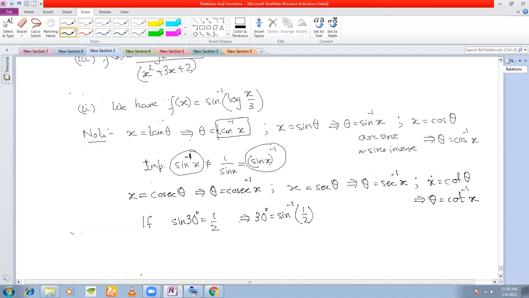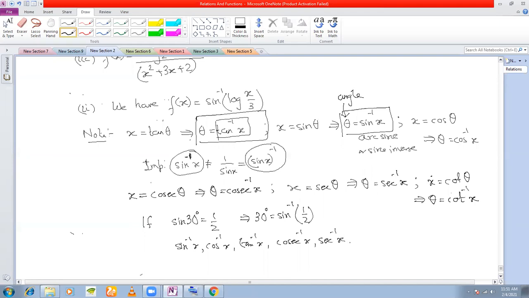The important point that you must see here is that when we write theta is equal to tan inverse x, or theta is equal to sine inverse x, theta here is an angle. Whenever we are talking about inverse circular functions or inverse trigonometric functions, we always talk about angles. So sine inverse x, cos inverse x, tan inverse x, cosec inverse x, sec inverse x, and finally cot inverse x, all these are angles.